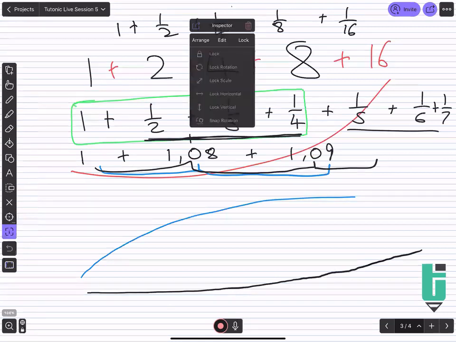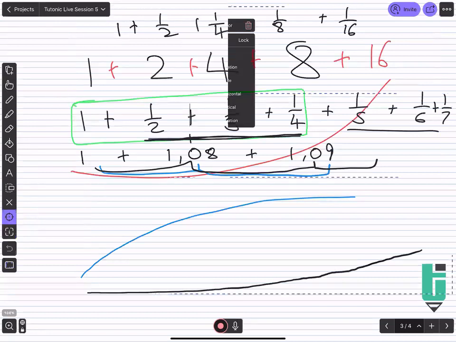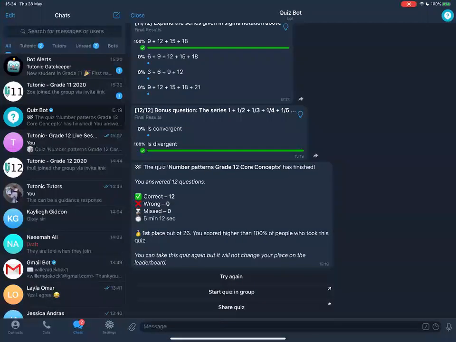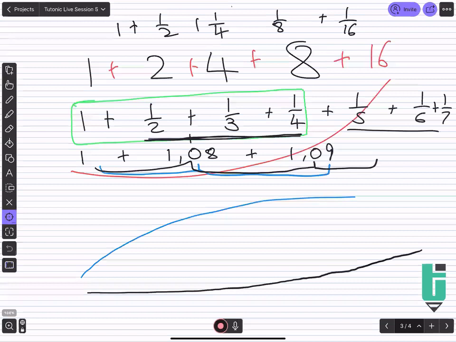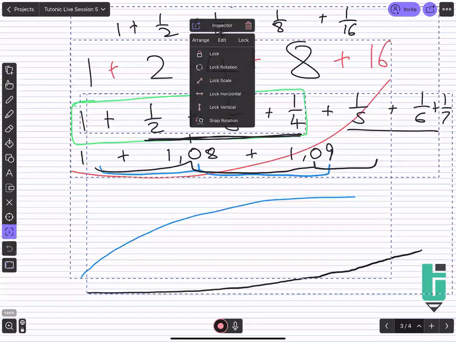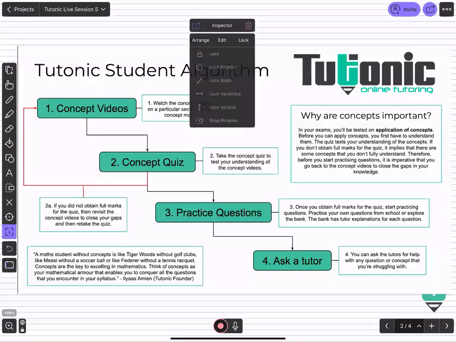Wait, so is this divergent or convergent? This would be divergent, because the numbers are getting bigger. Okay. So that's why it was a bonus question, but you won't be asked this in your exams. I don't think you should be asked this in your exam, but I just thought it would be nice as an application.